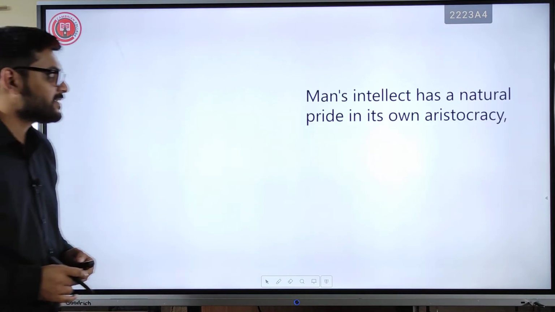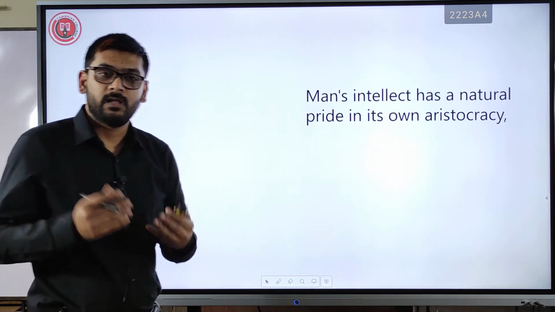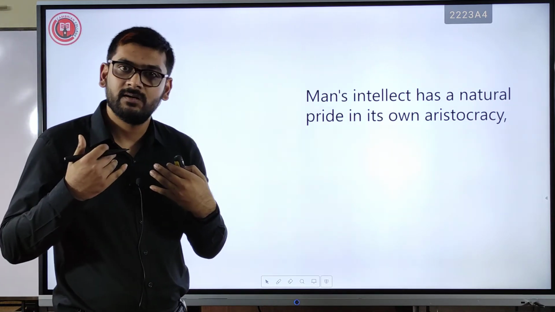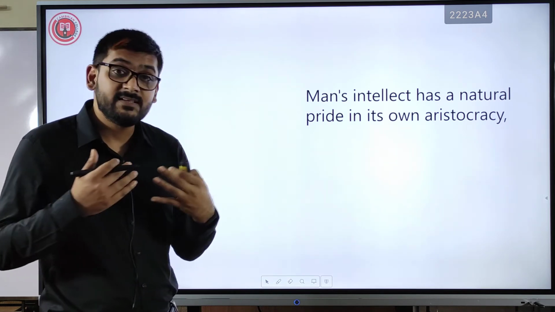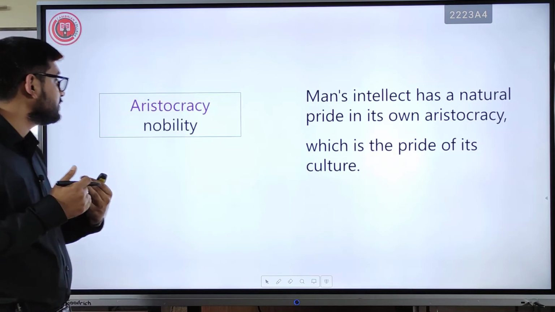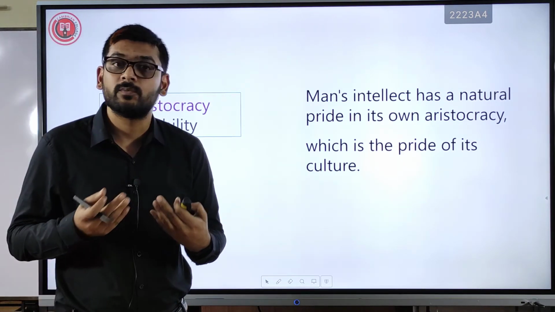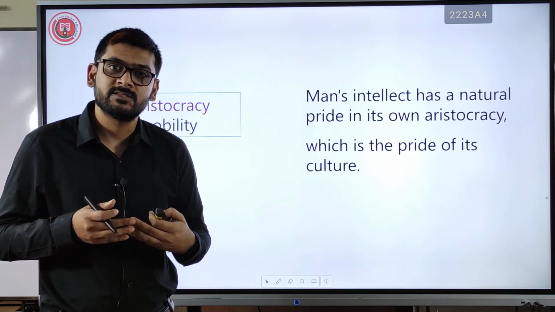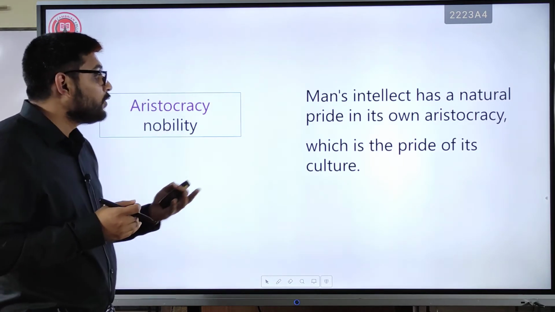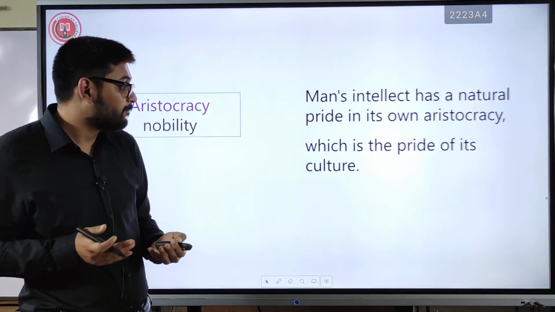Man's intellect has a natural pride in its own aristocracy. Our intellect, আমাদের যে বুদ্ধিমত্তা তা নিয়ে কিন্তু আমরা গর্বিত, and this pride comes from our own aristocracy. What does aristocracy mean? Nobility. আমাদের নিজস্ব কালচার নিয়ে আমরা গর্বিত এবং আমাদের কালচারকে নিয়ে আমাদের গর্ব হওয়ার কথা, which is the pride of its culture, and this pride comes from our culture.